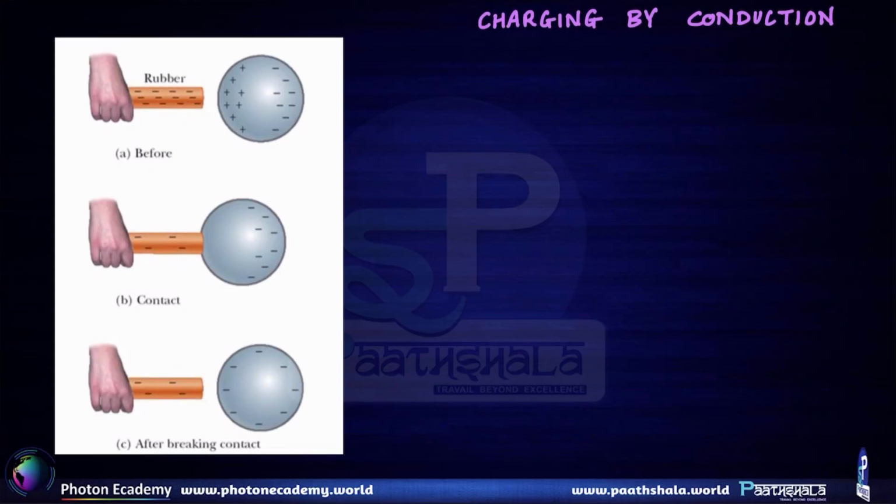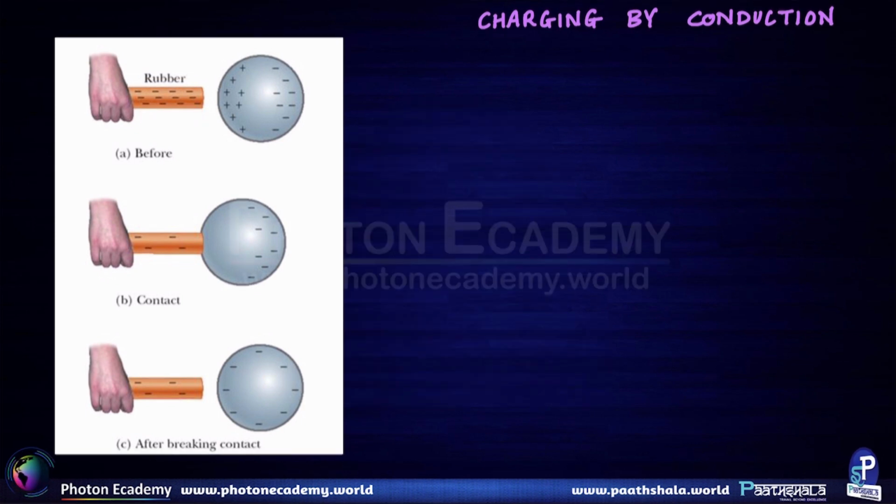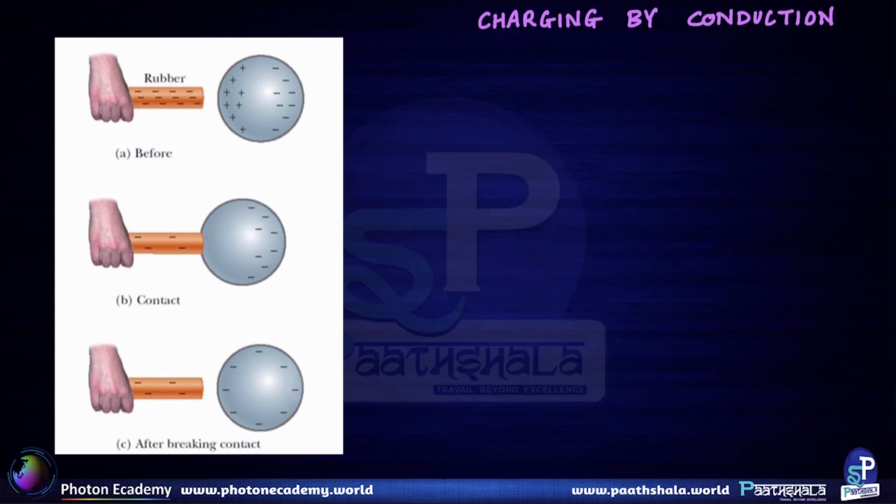Let us understand how charging happens by conduction. So as we can see here, before charging happens, we bring a rubber rod that is negatively charged near a sphere. This sphere is made up of conducting material. That means electrons are easily going to flow from and to this sphere.